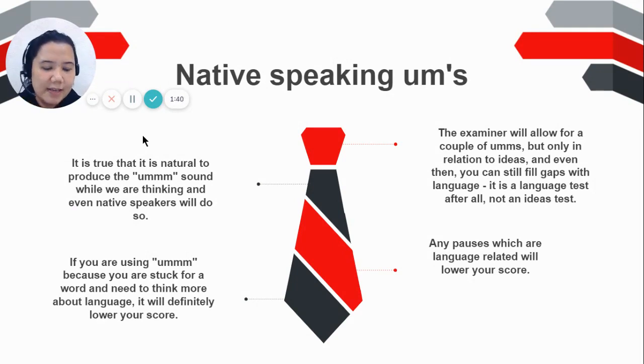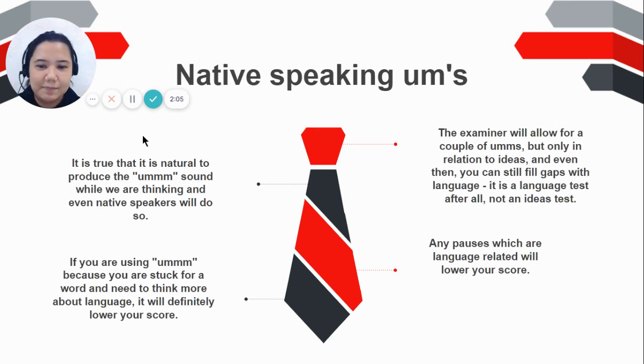Also, one of the things that my mentors have told me is that you can pause for 2 to 3 seconds. So that is actually acceptable, but any pause longer than 2 to 3 seconds might really affect your score. So while you're having the pause, you're also thinking of a certain or correct word that you're going to use in your speaking.